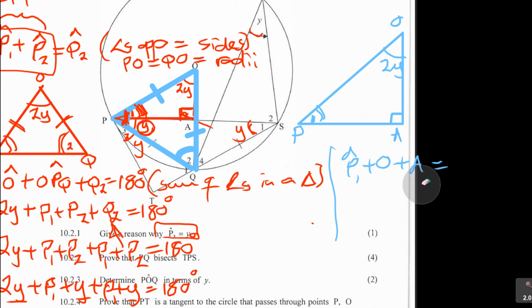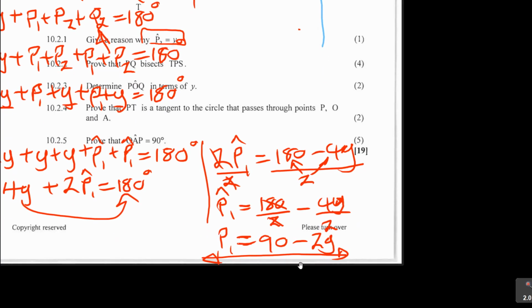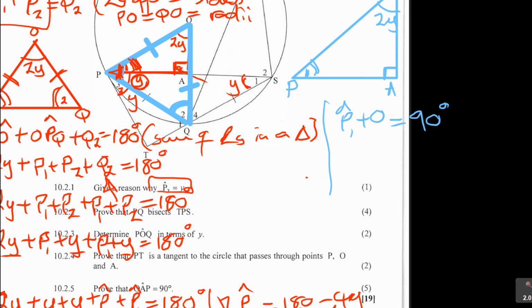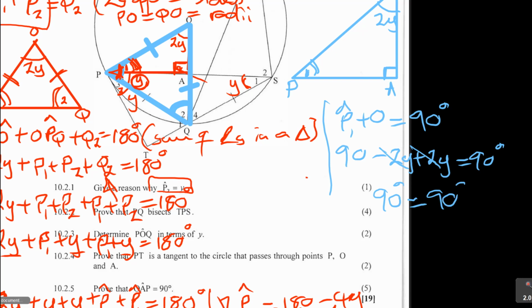Actually P1 plus O, if this is to be a right angle, it means P1 plus O must be equal to 90 degrees. Right? So what is P1 plus O? We say P1 is 90 minus 2y. So if I say 90 minus 2y plus O, which is 2y, what does it give me? It must give me 90 degrees. So there you can see that 90 degrees is equal to 90 degrees.